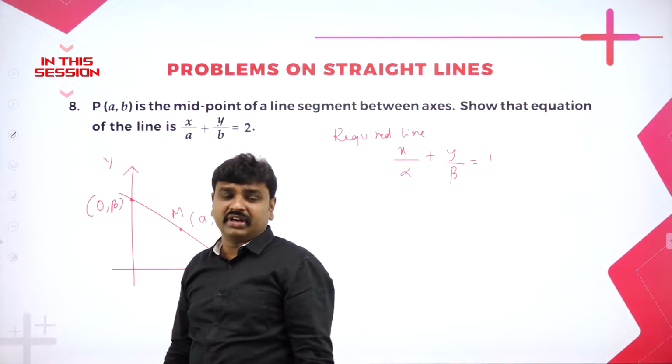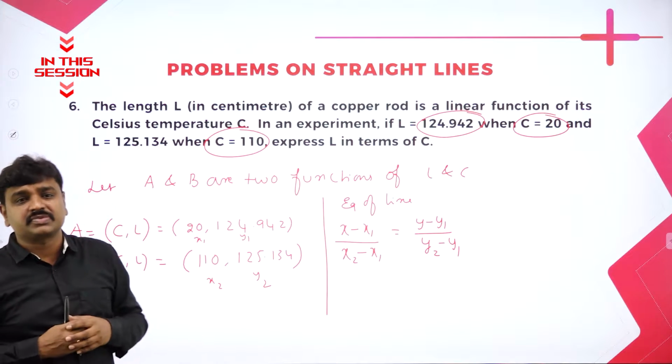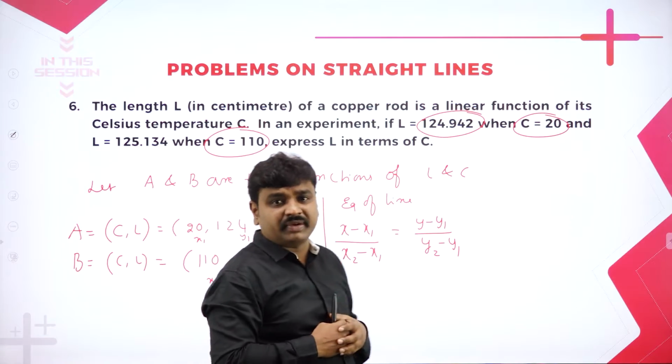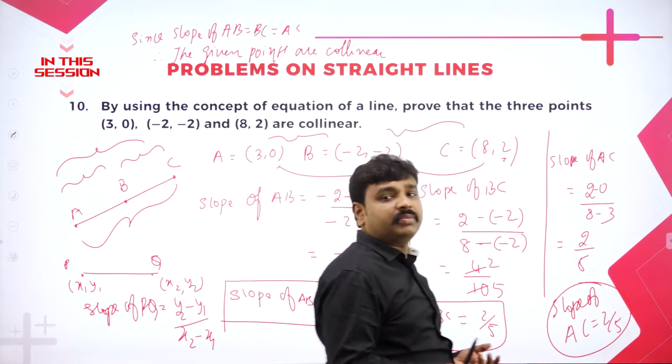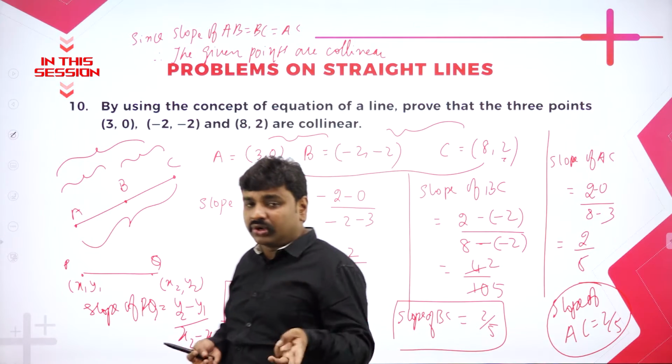What is the intercept form of line? X by a plus y by b equal to 1. So I taught you 2-point form of line. When you know 2 points on the line, directly we can frame the equation of line as x minus x1 by x2 minus x1 equal to y minus y1 by y2 minus y1. Now collinear can be proved by different methods. Area of triangle 0, collinear. And AB plus BC is equal to AC, collinear.